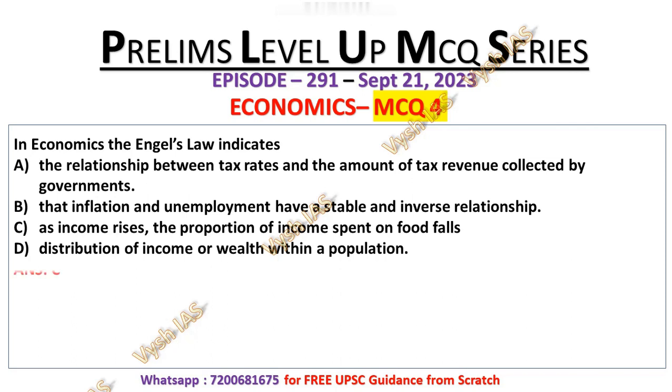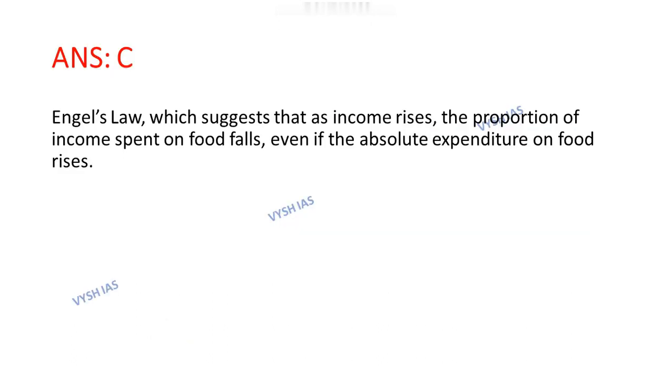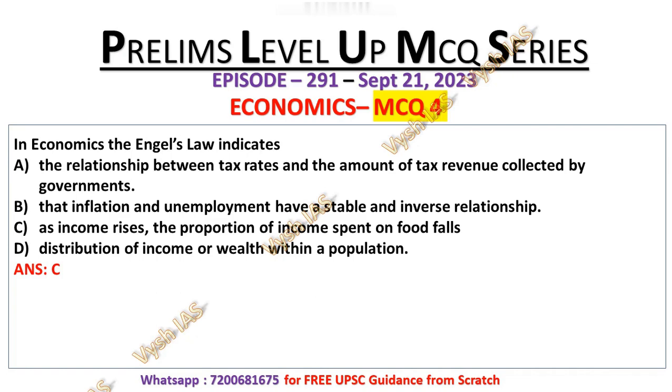So its correct answer will be option number C, that is Engel's law indicates as income rises, the proportion of income spent on food falls. Here it is also written the same, that Engel's law suggests that as income rises, the proportion of income spent on food falls even if the absolute expenditure on the food rises, which is statement number C.